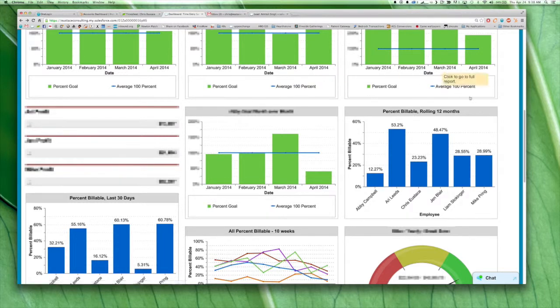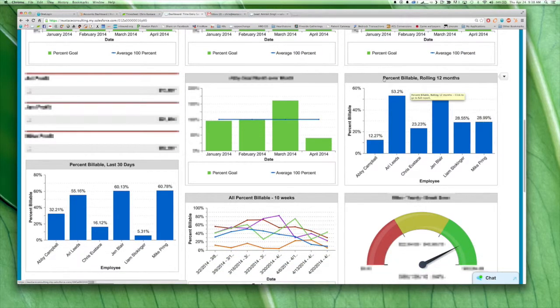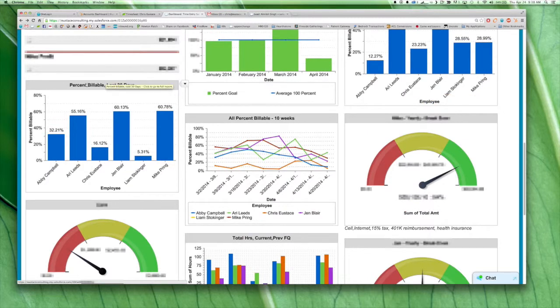And now we break out and look at percent billable. So given a 40-hour work week, of those 40 hours, what percentage in the last 12 months rolling has been billable for each individual? I can also look at percent billable in the last 30 days. So of a 40-hour work week in the last 30 days, what percentage of that time is billable? And then this is just another way of visualizing that.